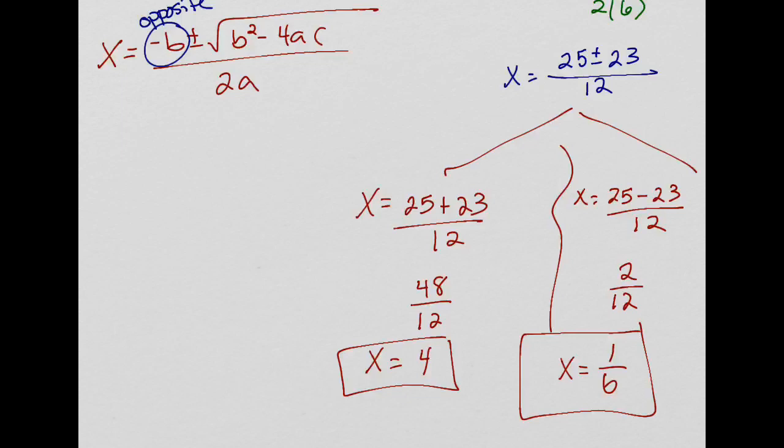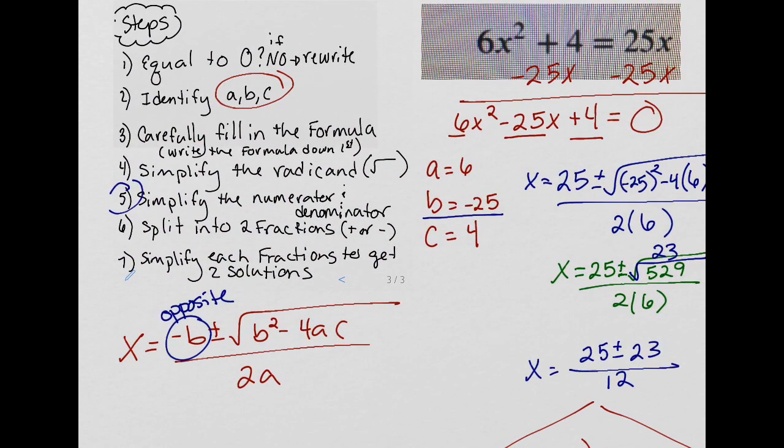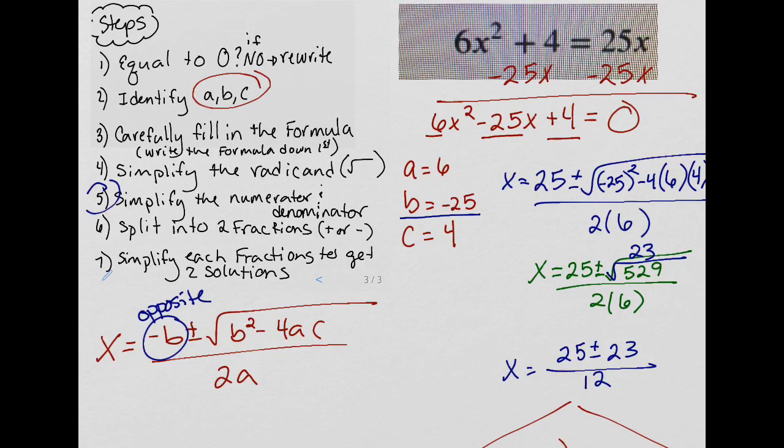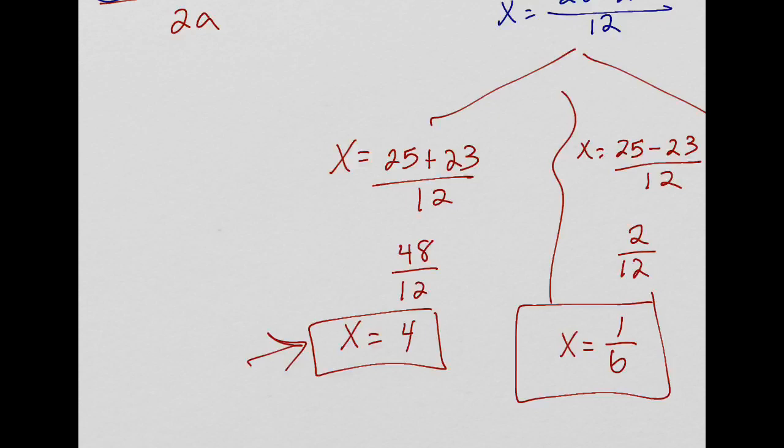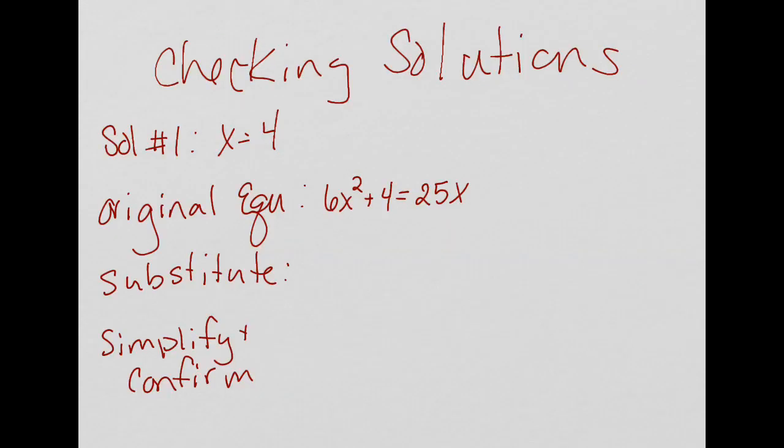Okay. Remember, we can always check our answers by substituting them into the original problem. And I'm going to do that just with the first solution, just to show you that it still works, just like we did with factoring. So I'm just going to check this first solution of x equals 4 in that original equation, 6x squared plus 4 equals 25x. So I'm going to substitute in my solution that I'm checking for all of the x's. And I'm going to simplify.